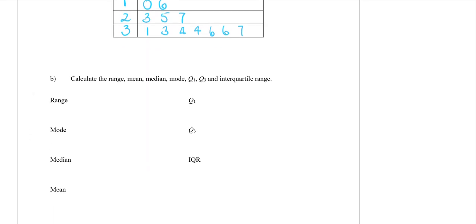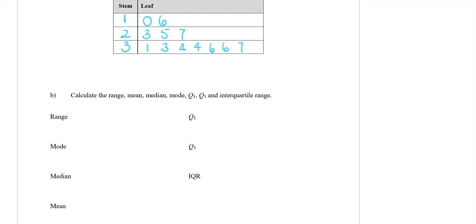Okay, range is the highest score minus the lowest score. The highest score is very easy to find. If you go to the very bottom row, and it's the very last one here, but don't forget to include the stem. So not just the 7, it's 37. is the biggest number in that graph. So 37 is the biggest minus the smallest number. Where's that going to be? 10, the very first one there, 10. 37 take away 10 is 27.